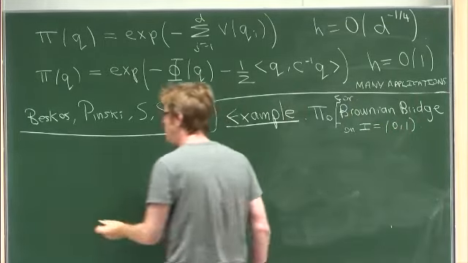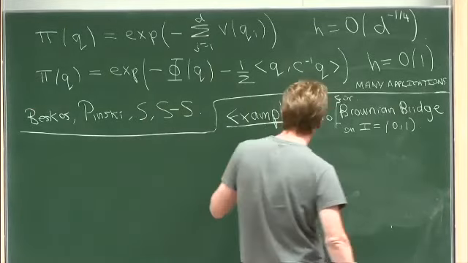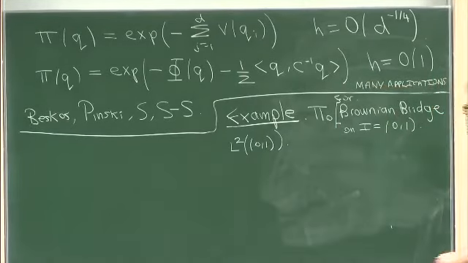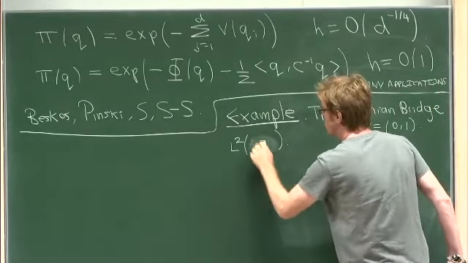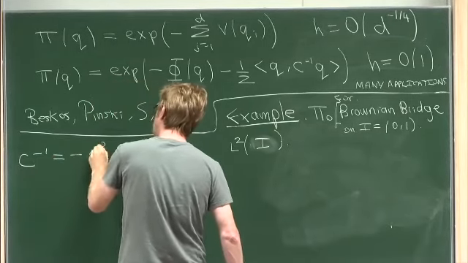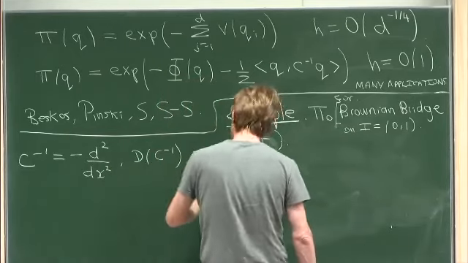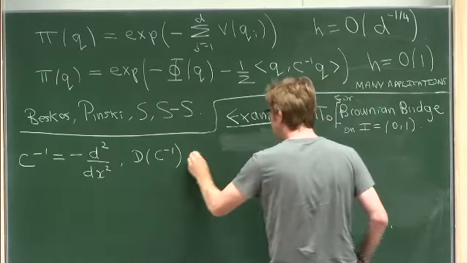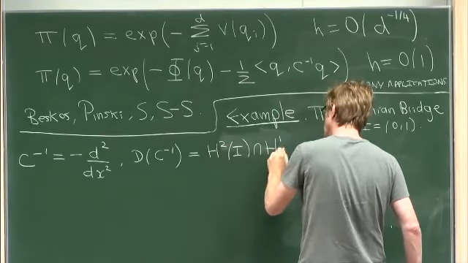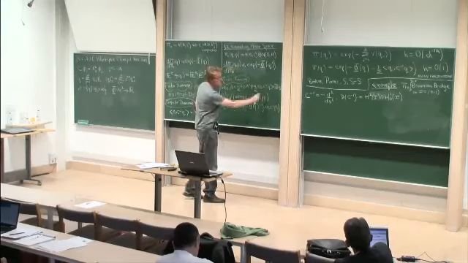So for that operator, that's a Gaussian measure, and you can view it, for example, as a Gaussian measure on L2 of the interval I. And C inverse is minus d2 by dx squared, and the domain of C inverse, it's the Laplacian, negative Laplacian with Dirichlet boundary conditions. So this operator C is a differential operator.